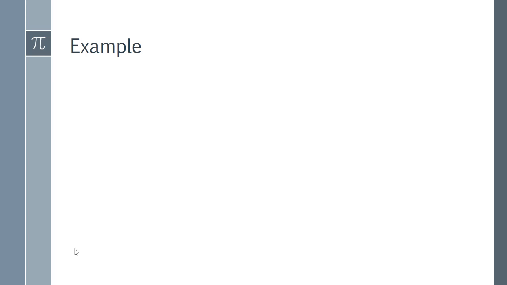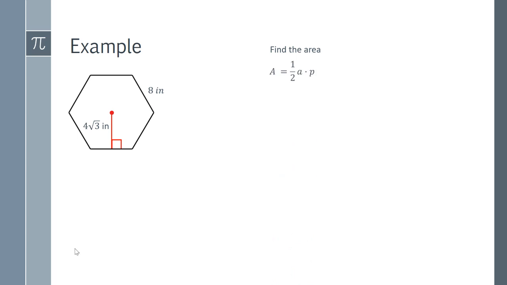Let's take a look at an example of how this is applied. So here is that regular hexagon again. I've added some numbers to it. One side of the hexagon is 8 inches, and the apothem is 4 times the square root of 3 inches. So how do we find the area? Well, we're going to apply our formula, 1/2 the apothem times the perimeter. The perimeter, well, if one side is 8, then we have 6 sides. So 8 times 6 would be 48. So 48 would be the perimeter. And that's what you do for all regular polygons. Take a side, multiply it by the number of sides, that gives you the perimeter.